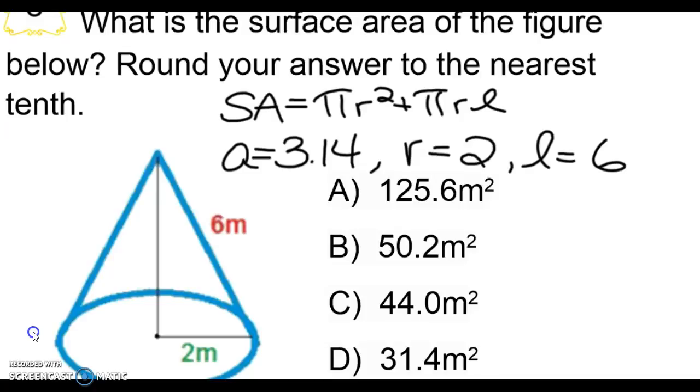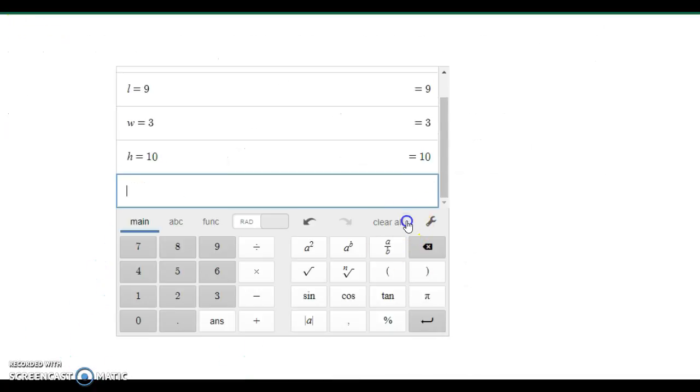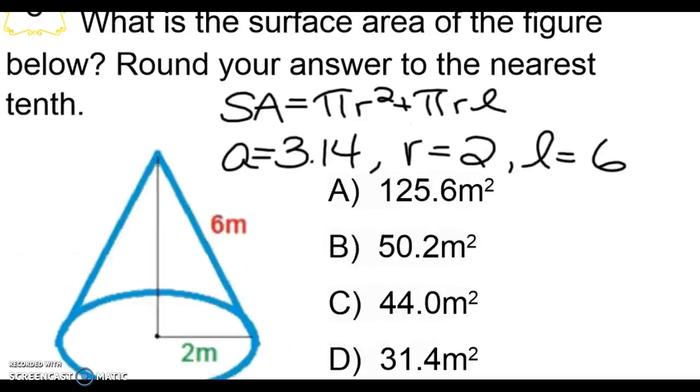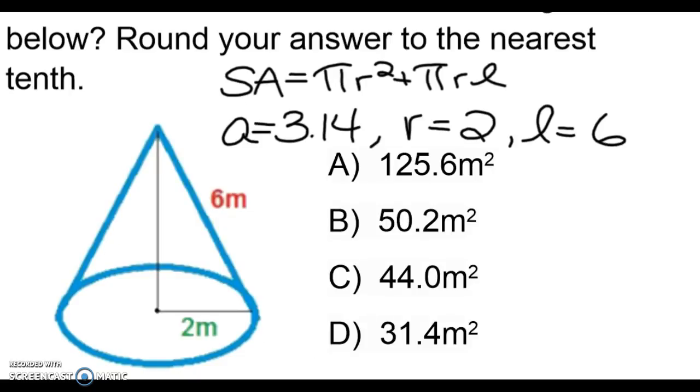So I'm going to go right to Desmos. I'm going to clear this all out. And I'm going to say pi r squared plus pi rl. And I'm going to start typing in all the numbers that we came up with. And it looks like I get about 50.24, and if I were to have selected an answer, I would have selected answer choice B.